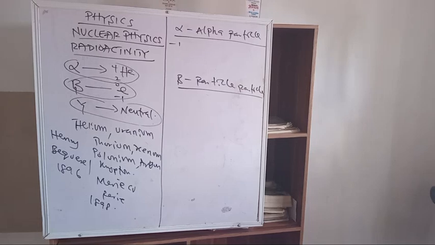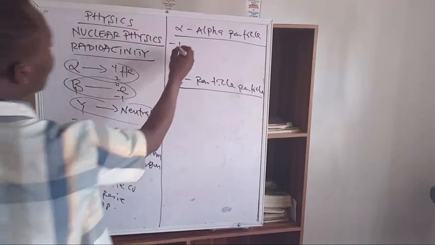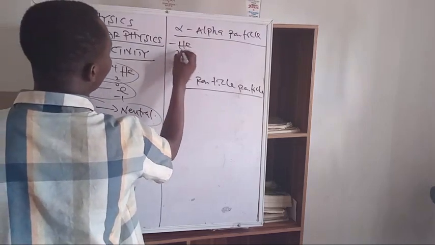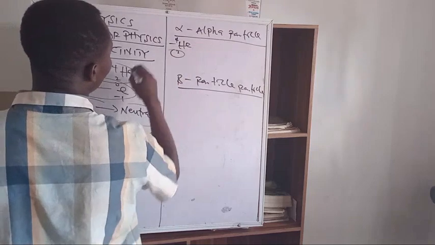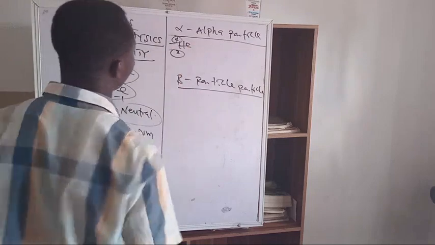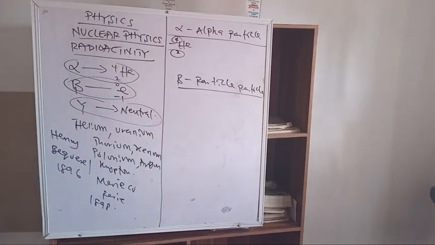All right, the symbol of alpha particle is helium, 2 4 He. We have 2 here as the proton number, or the atomic number, while the mass number, the sum of the proton and the neutron number, is 4. All right, the first property is that they ionize gases.